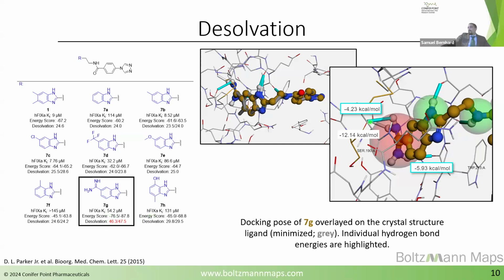So despite the addition of several hydrogen bonds, the combination of these factors will most likely result in a weak affinity, as we see here with this 54 micromolar Ki.